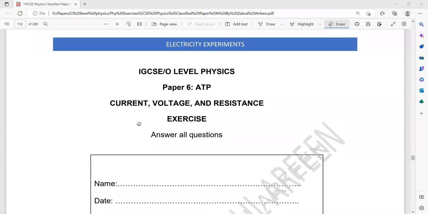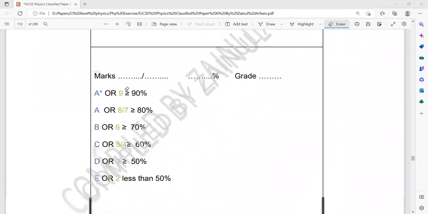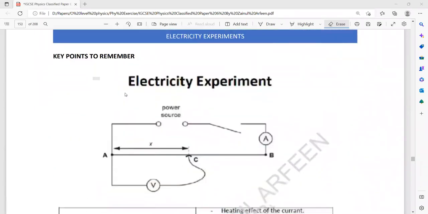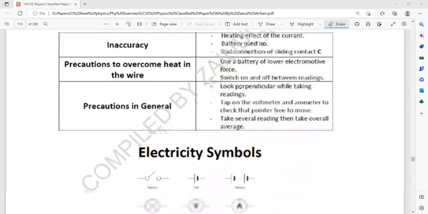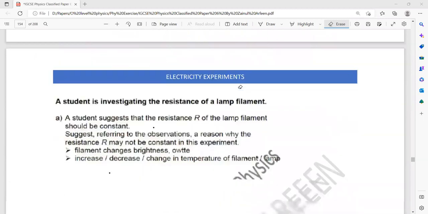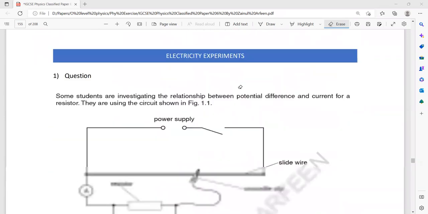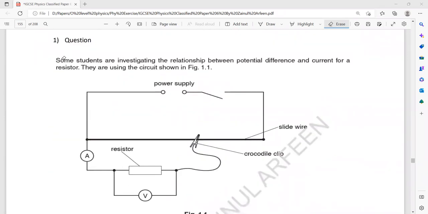So, ATP related to the topic current, voltage and resistance. In the electricity experiment, the connection of a voltmeter and ammeter is important, and how to read them. Better go through these points before starting.